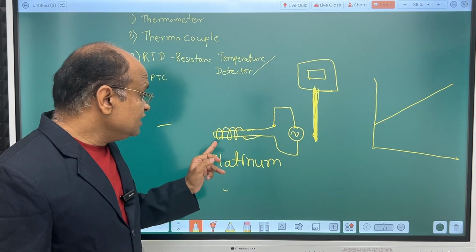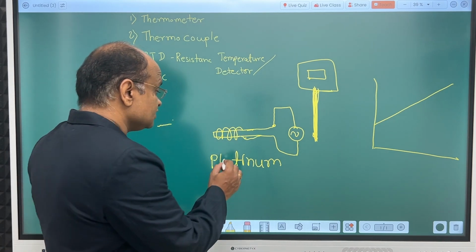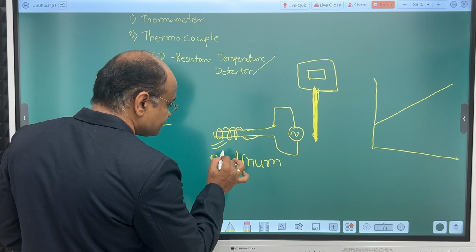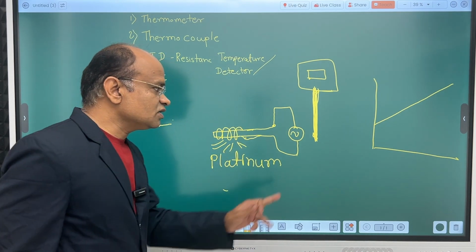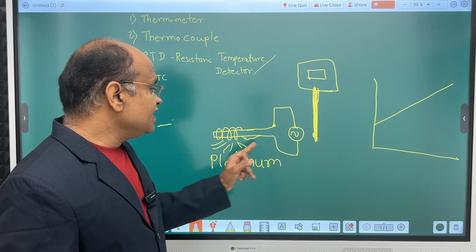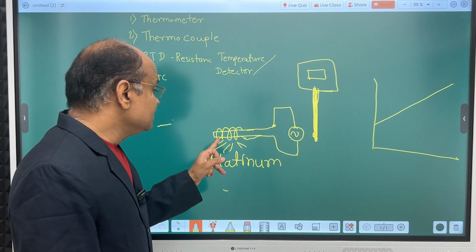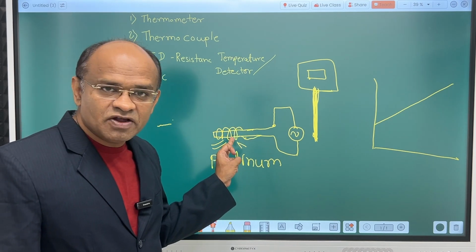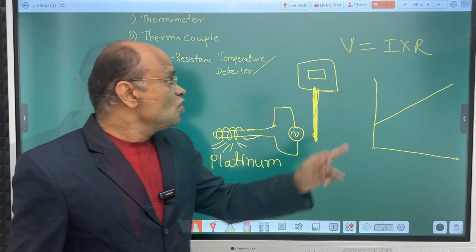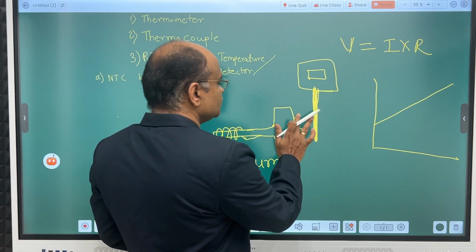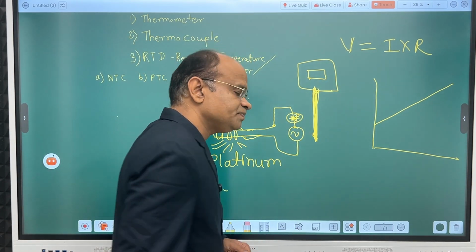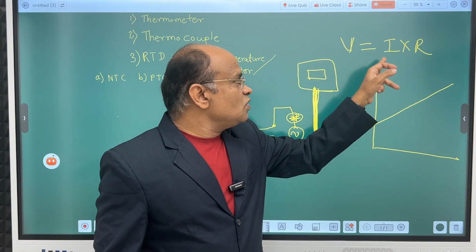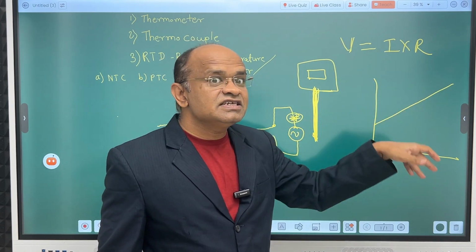Now look here, if you give heat to this coil or this probe, what will happen? The resistance of this coil, which is made of platinum, will increase. So you will also get a voltage here, on the voltmeter. What is the formula? Voltage equals current multiplied by resistance. Now current is constant, and resistance is varying.